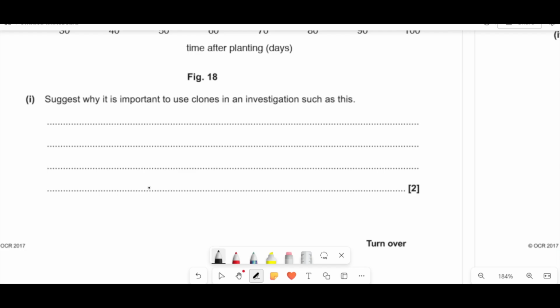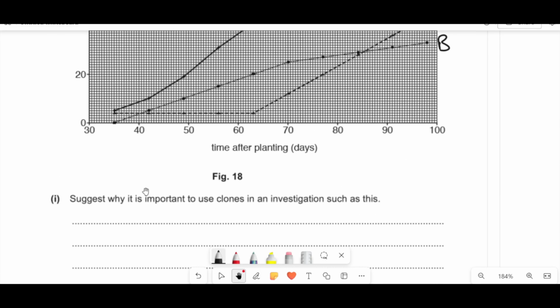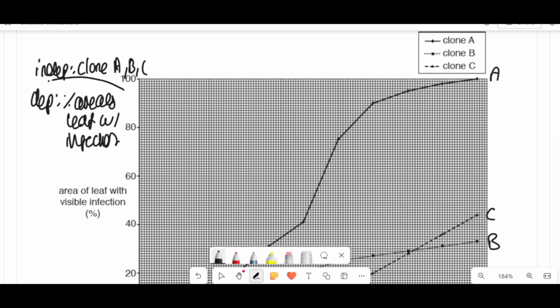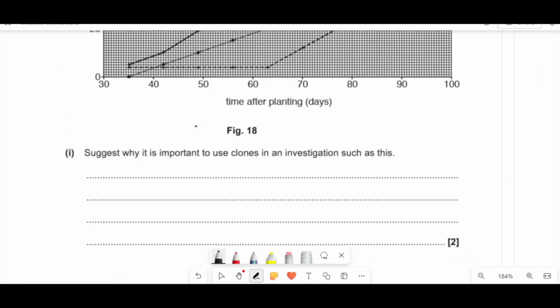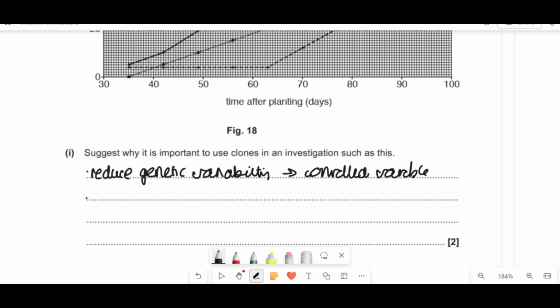So here it says, suggest why it's important to use clones in an investigation such as this. Whenever it's asking you why is it important to do X and Y, you need to be thinking what can screw up the dependent variable, which is what we're measuring. As in, what do you need to control? So here the entire point is that we're going to reduce genetic variability, because you don't want different ones having different capabilities and adaptations. It's a controlled variable, which then increases the validity of this experiment.